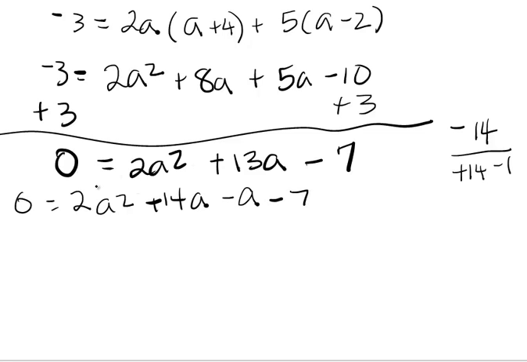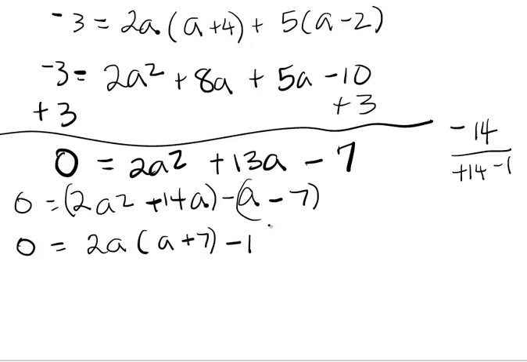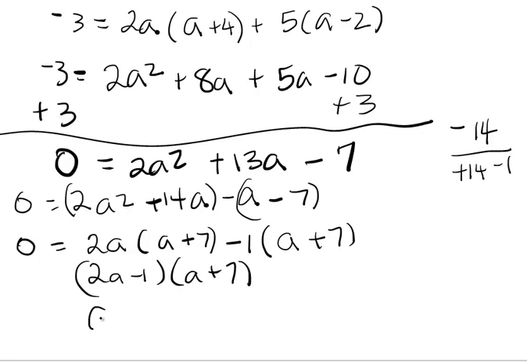If I do my grouping, I have that one, and I have that one. So 0 equals, I can pull out 2a times a plus 7, minus, I can pull out negative 1 times a plus 7. So I have 2a minus 1 times a plus 7. So a equals 1 half, or a equals negative 7.